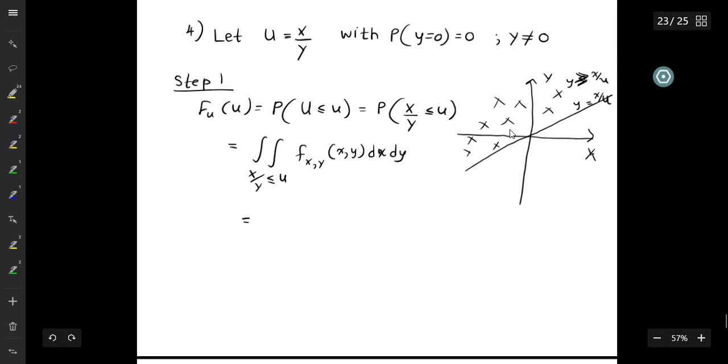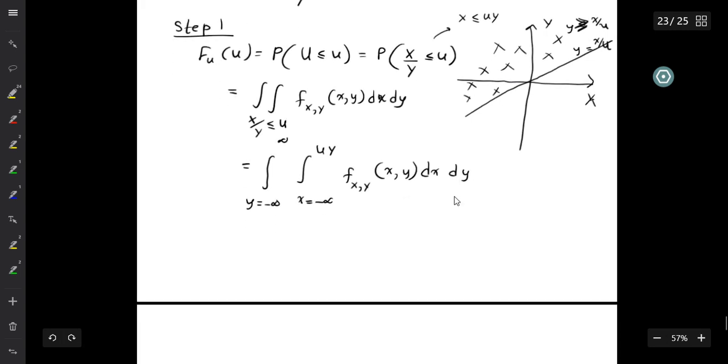So let's write down our integration now. We can leave the freedom for y to move over negative infinity up to plus infinity. Then the limit of x: if x over y is less than or equal to u, you see that x should be less than or equal to u times y. So x will go from negative infinity up to u times y, and you have the joint density f_XY.